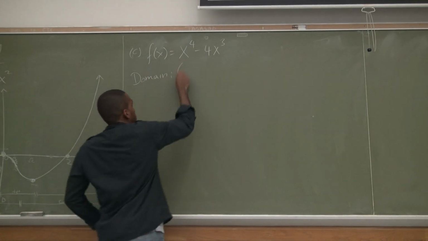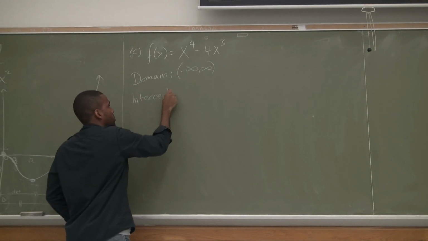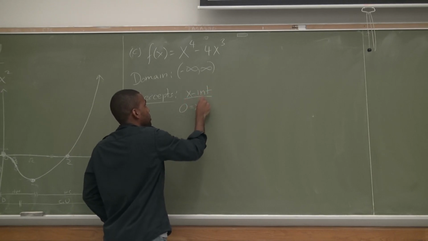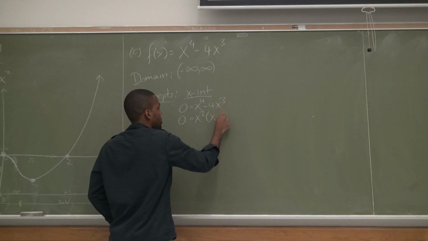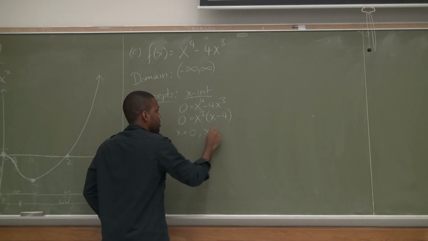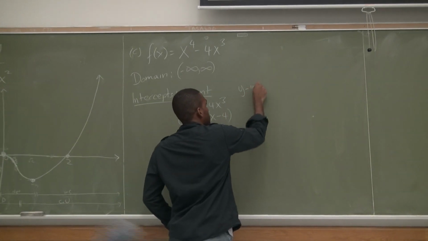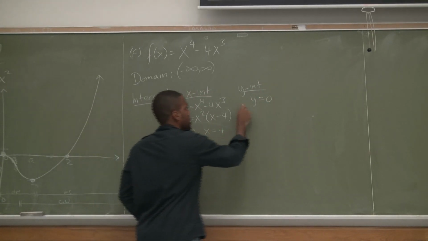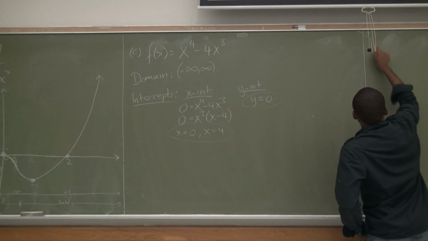Domain, polynomial, all real numbers. Intercepts. X-intercept, this means I'm solving 0 equals x to the 4th minus 4x cubed. And factor out x cubed. So x equals 0 and x equals 4. So I only have those two. Y-intercept, y equals 0. Just plug in x equals 0. Alright, so these are my intercepts. Now let's do increasing and decreasing, maximum.